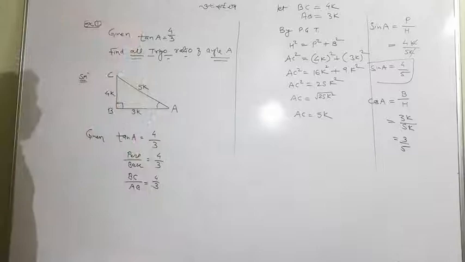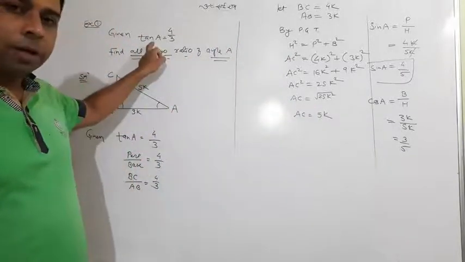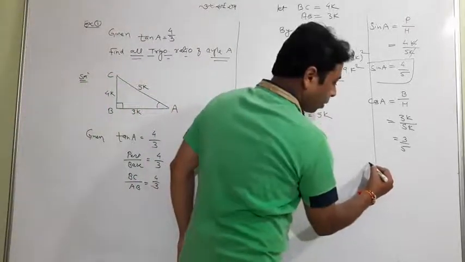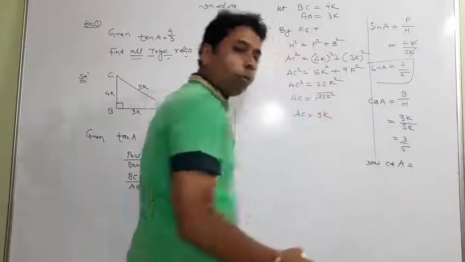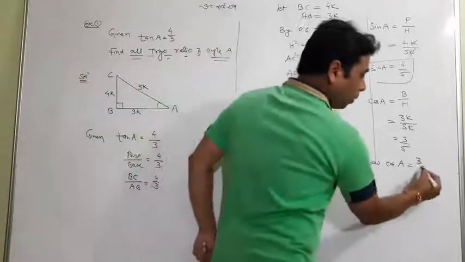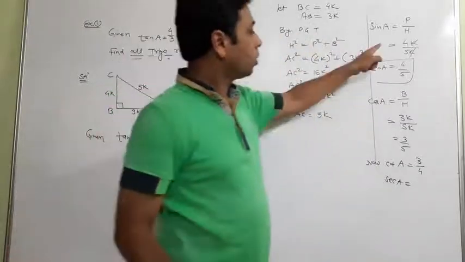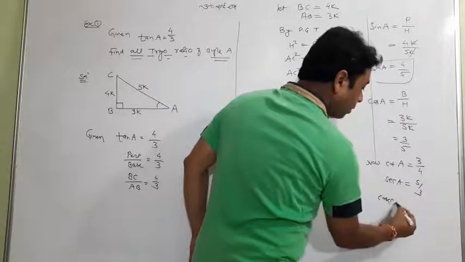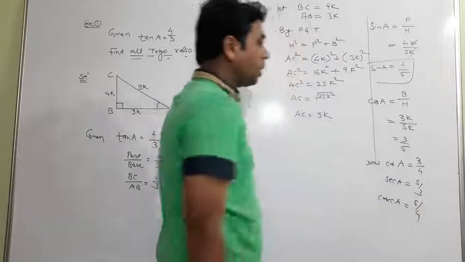So students, the further task is very easy. Sin A we got, cos A we got, tan A we already have. Now the rest are just directly opposite. Now we have cot A, which is completely opposite of tan A. So you can directly write 3 by 4. Sec A is opposite of cos A. So cos A is 3 by 5, so it is 5 by 3. And cosec A is the reciprocal of sin, it is 5 by 4. So this is the end of the answer.